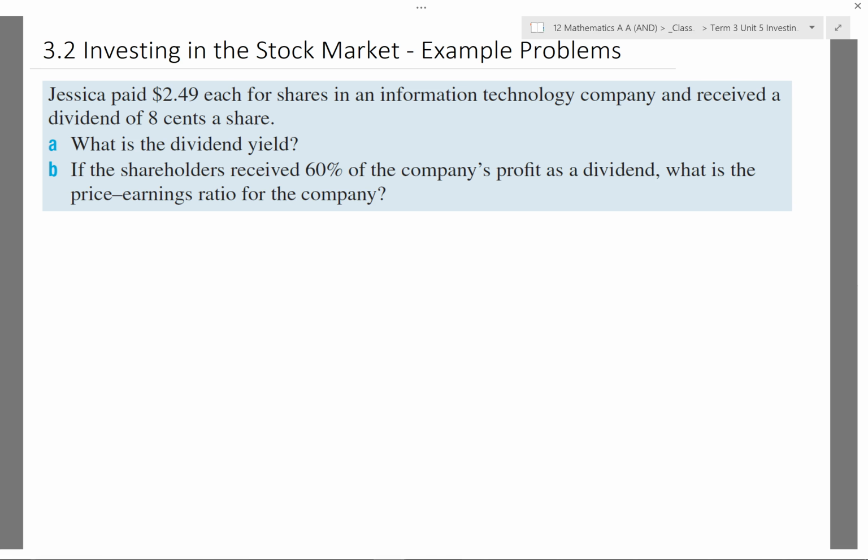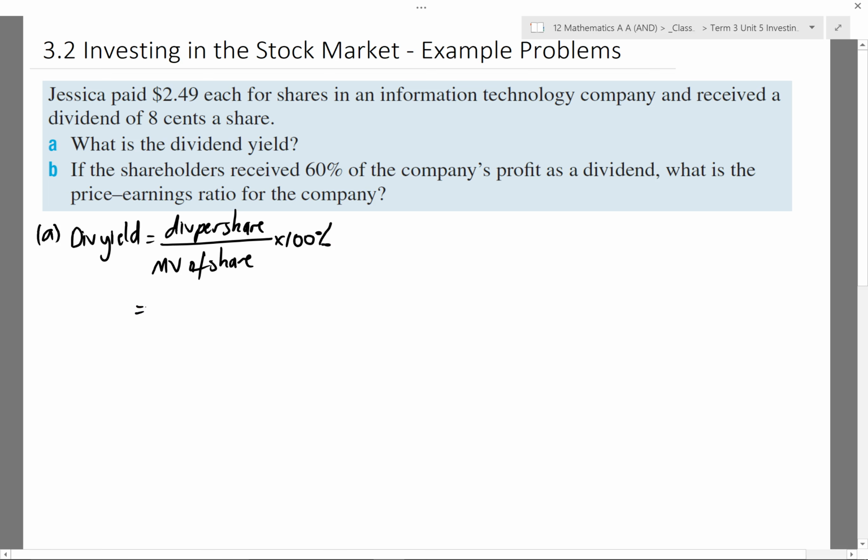So you can read through the question. She paid this much for shares in an IT company and received a dividend of 8 cents per share. Part A, what's the dividend yield? So dividend yield, I'll go back to my formula sheet and find that it's the dividend per share divided by the market value of the share made into a percentage. My dividend per share is 8 cents. And the market value of the share, what she paid for them, is $2.49. Times by 100. Get a dividend yield of 3.21%.